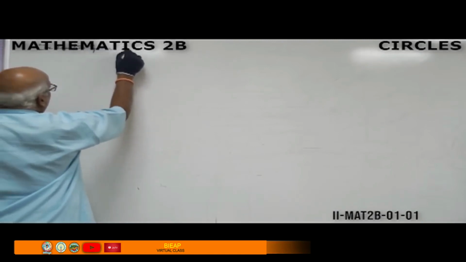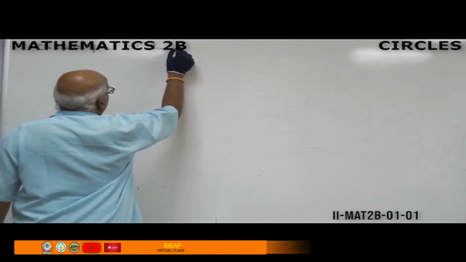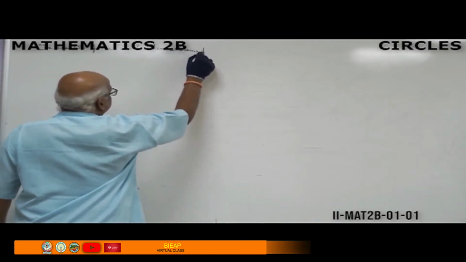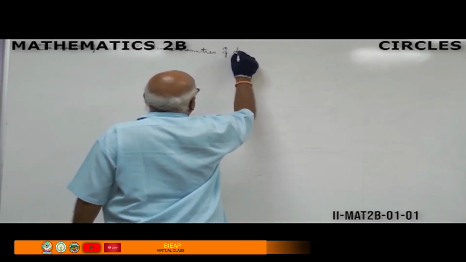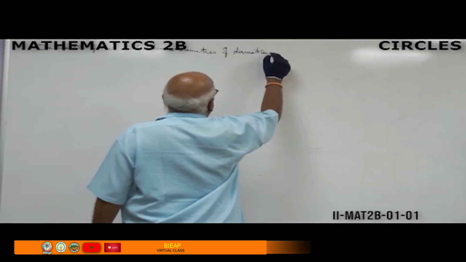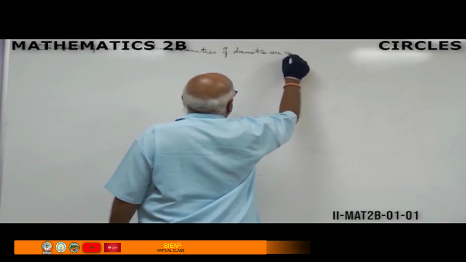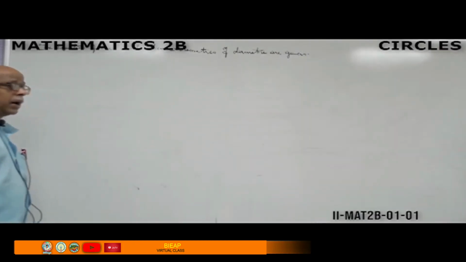Equation of the circle when extremities of diameter are given. When extremities of diameter are given.